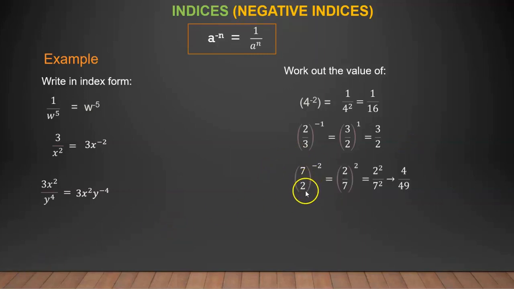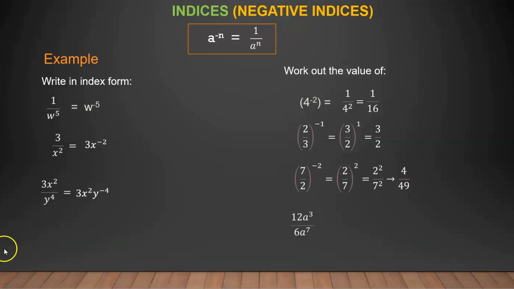If you have 7/2 raised to the negative 2, get the reciprocal of 7/2, and that becomes 2 over 7, and the power negative 2 becomes positive 2. So the whole of 2 over 7 is raised to the second power. That means the numerator 2 is squared, and the denominator 7 is also squared. 2 squared is 4, and 7 squared is 49. So you have 4 over 49.